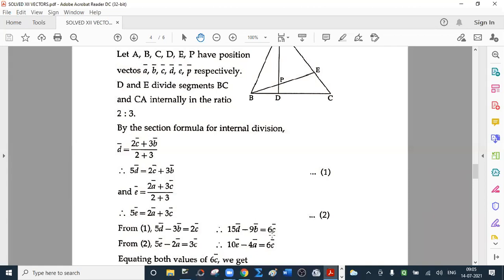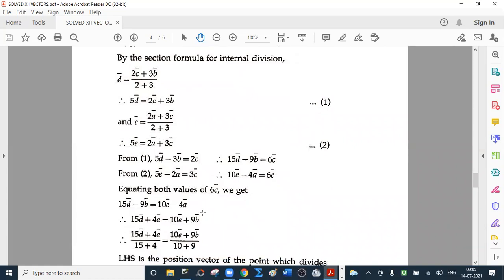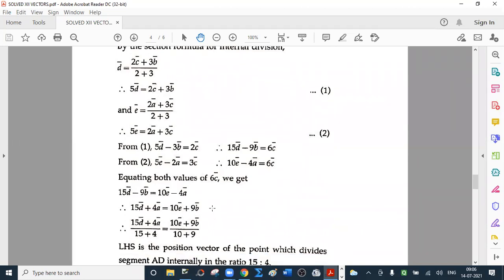That is, we do not want C bar, and to eliminate C bar we have done this. Equating both values of C bar, we get this. Rearrange the terms. So 15D bar plus 4A bar equals 10E bar plus 9B bar. Divide by 19, write 19 on LHS as 15 plus 4 and on RHS as 10 plus 9.